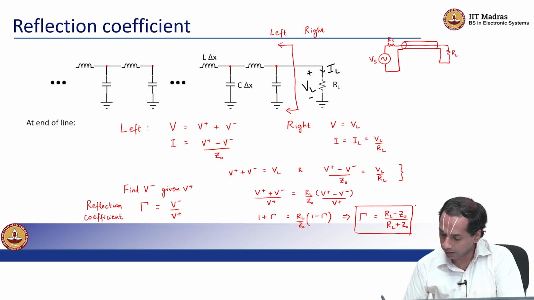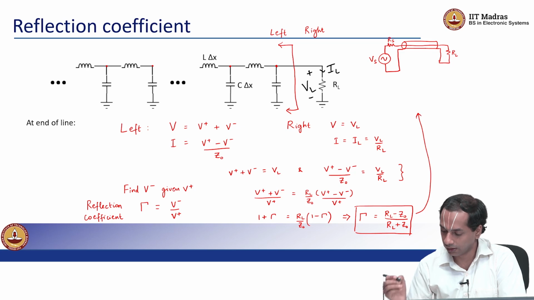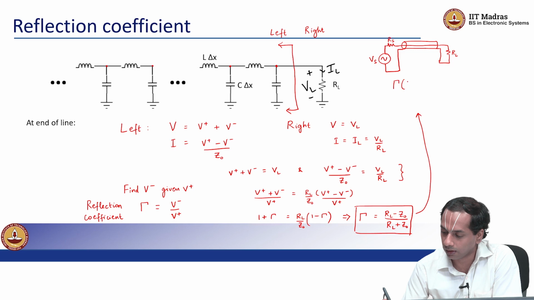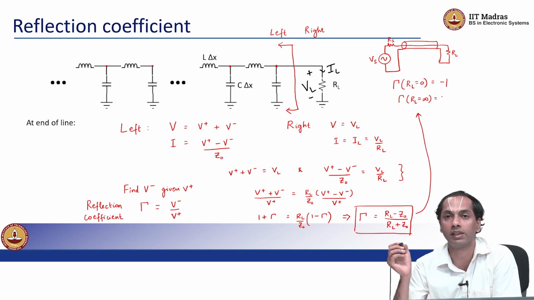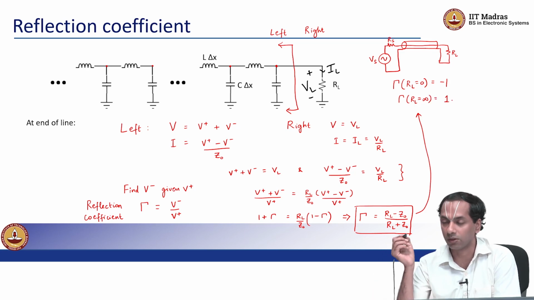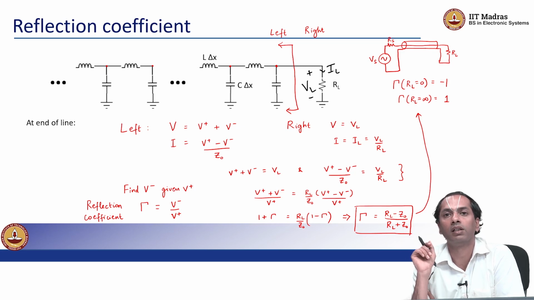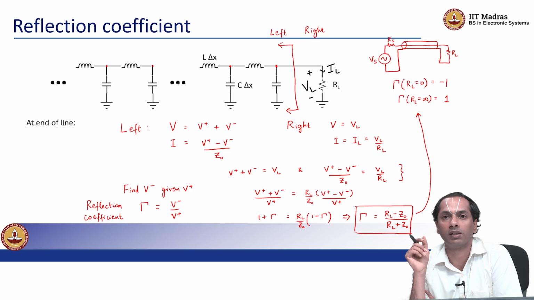So looking at the expression for the gamma as a function of RL, can you quickly tell me what gamma is for RL equals 0? Yes, it's minus 1. And gamma for RL equals infinite or very large, an open circuit, is essentially 1, because as RL becomes extremely big compared to Z0, you can sort of ignore Z0. So you basically have an RL by RL kind of expression. You essentially see that the gamma becomes 1.